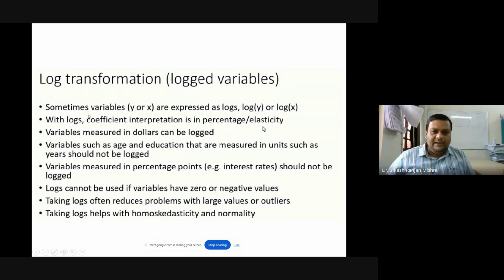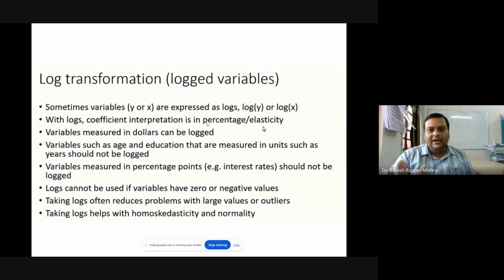Because sometimes the variables y or x are expressed as log y or log x. With logs, the coefficient interpretation is in percentage and elasticity. So the marginal analysis we interpreted previously is no longer marginal analysis; it has gone to elasticity analysis. If your objective is elasticity analysis, then do it. Otherwise, if it is asking for marginal analysis, then you have to convert the elasticity analysis to marginal analysis and then interpret your answer.